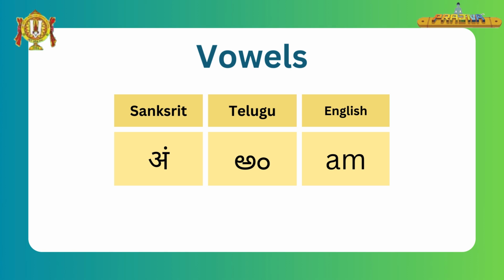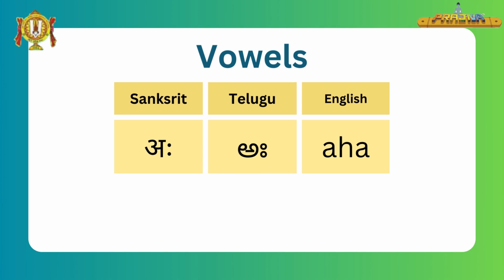The next letter is pronounced by producing the sound A and then closing the mouth. And the last sound is pronounced by expelling the air out. Aha.